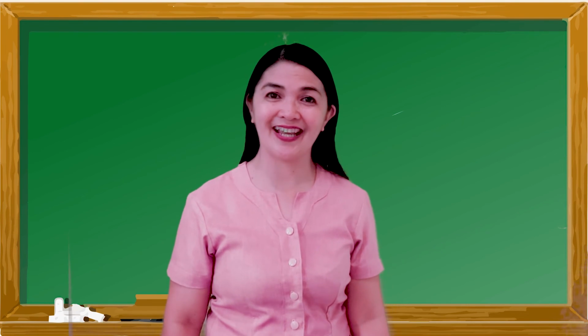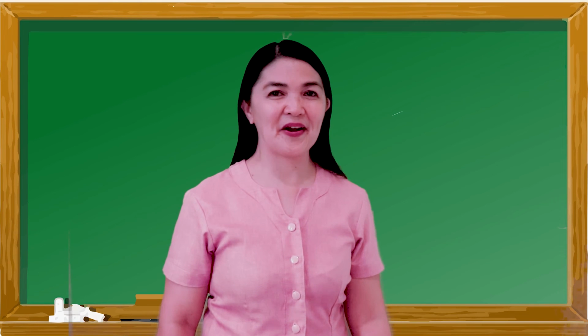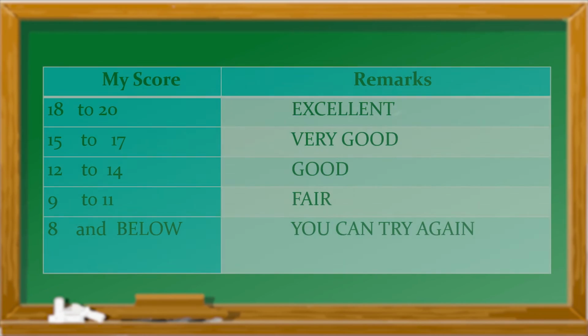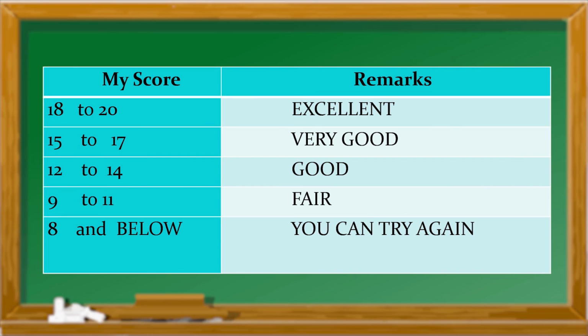Would you like to know how far you've got on our activity today? Look at the remarks of your score. Children, this is the chart for your score. If you've got 18 to 20, that's excellent. If you've got 15 to 17, very good. If you've got 12 to 14, good. 9 to 11, fair. 8 and below, you can always try again.